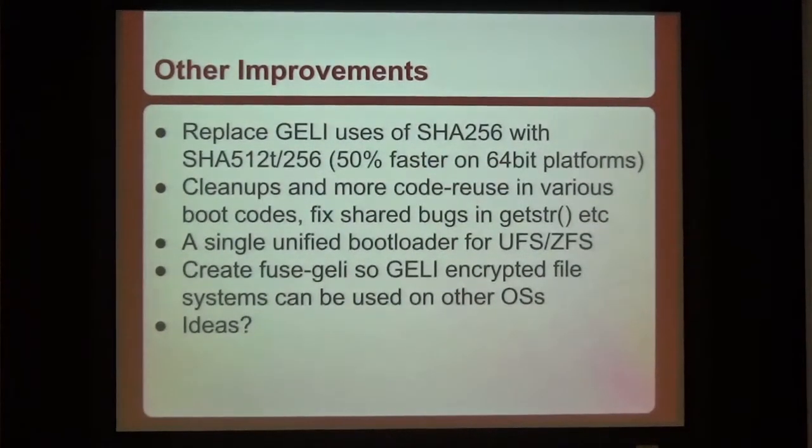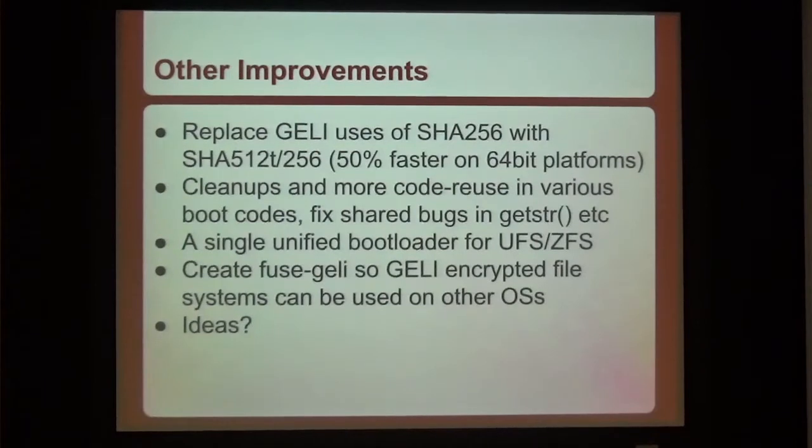Other stuff, maybe a version 8 of GELI that stops using SHA-256 for anything, but uses SHA-512 truncated to 256, because on 64-bit CPUs, because of the larger word size, it's about 50% faster to calculate the same thing. I don't know. Yes, ZFS has support for that now. I just haven't looked. But yeah, it might be worth switching that up in GELI and seeing if it makes any performance difference. In general, clean up the boot code and more code reuse.